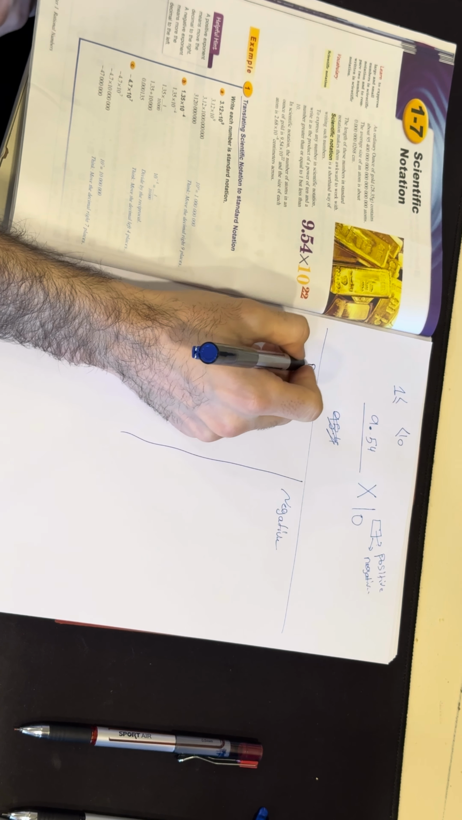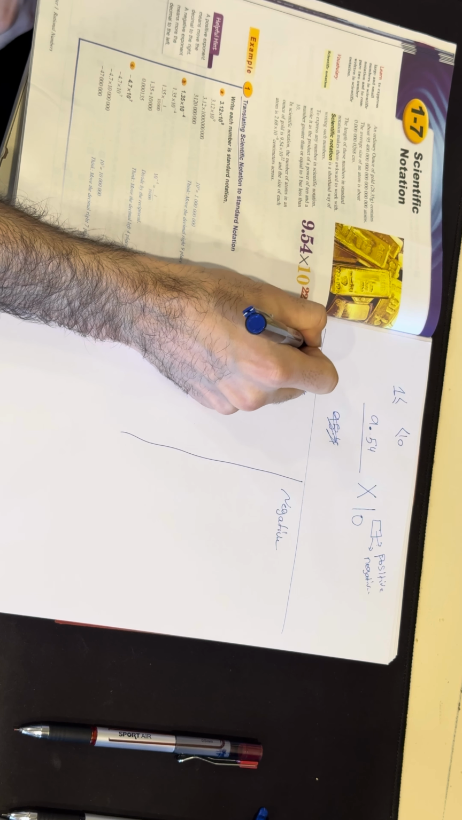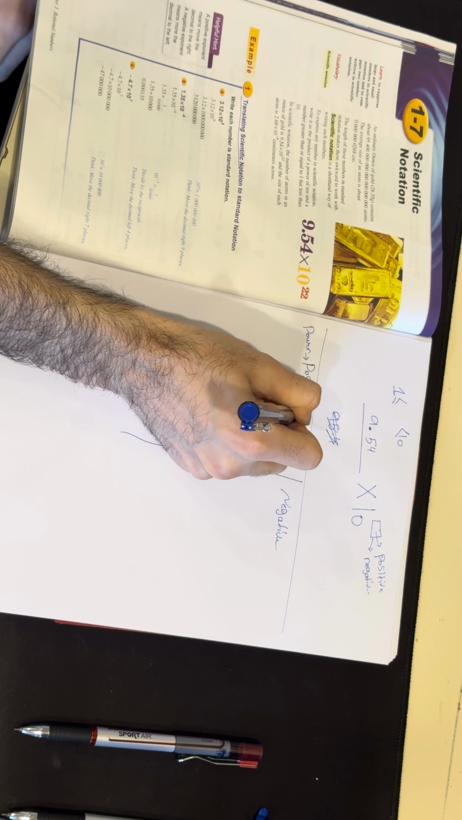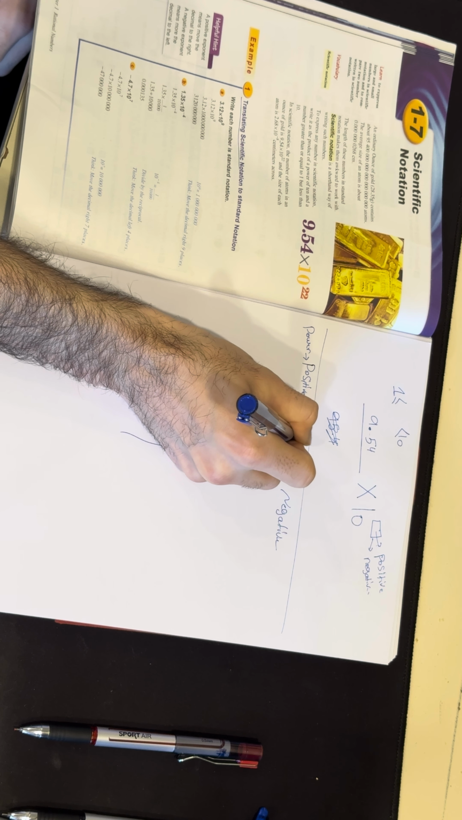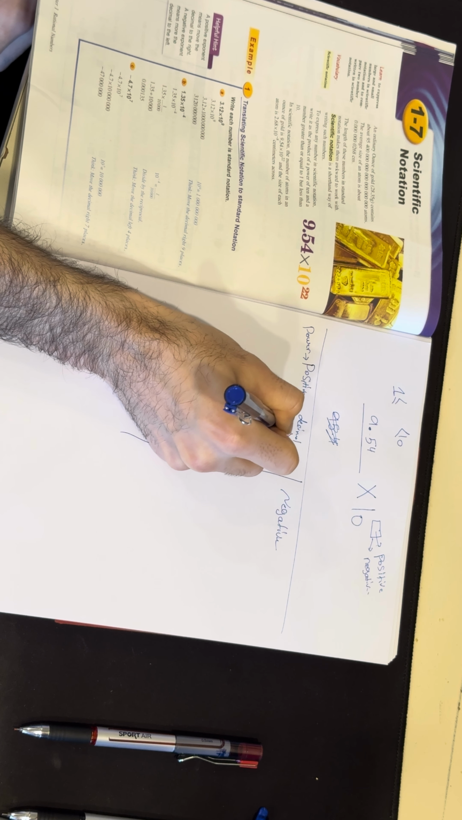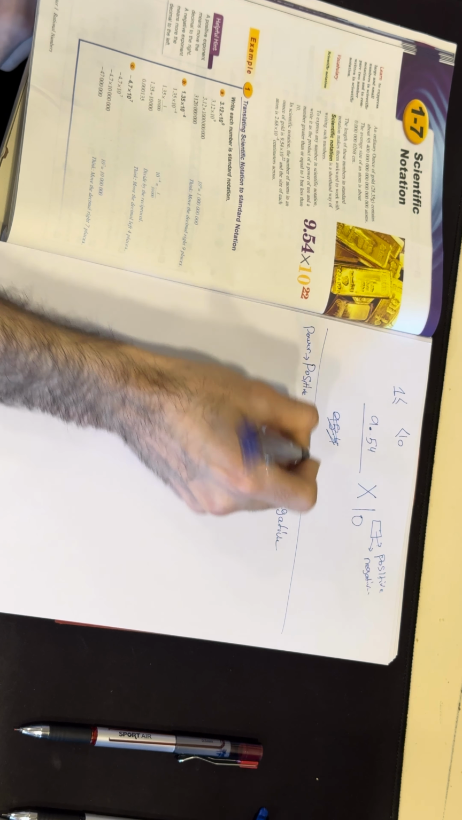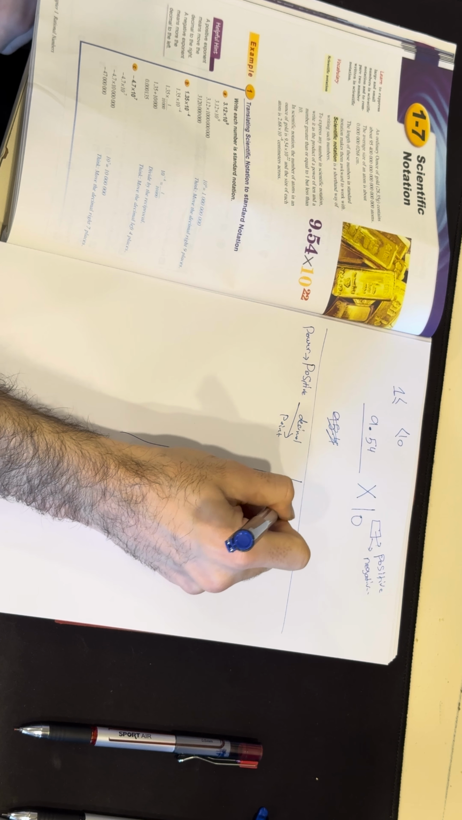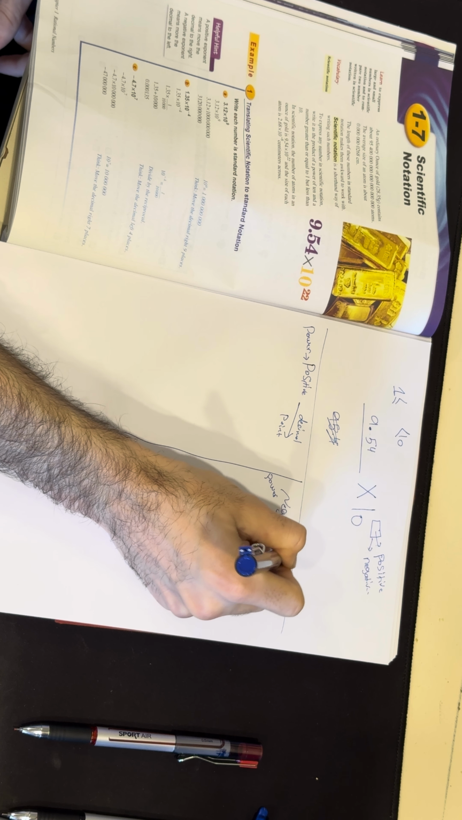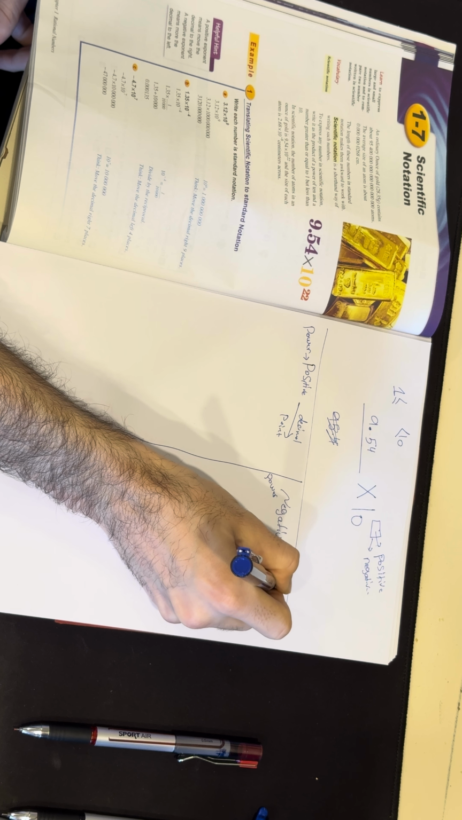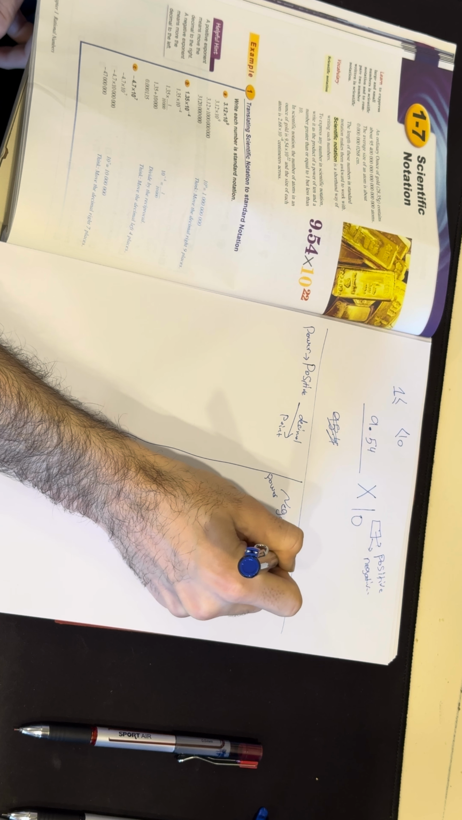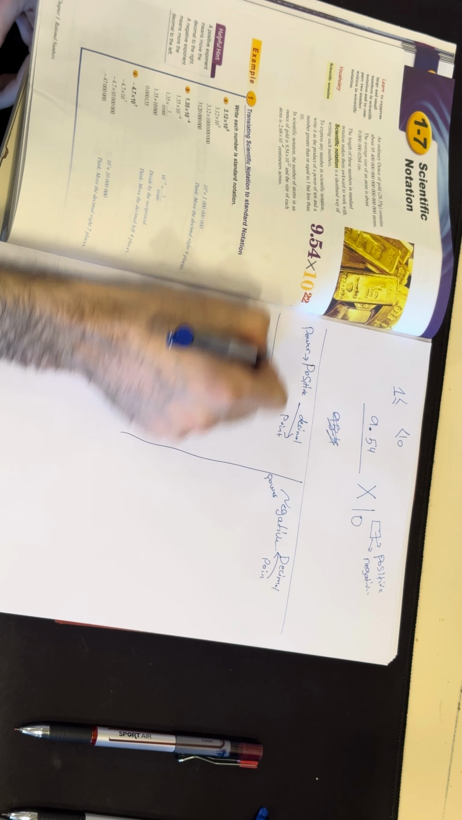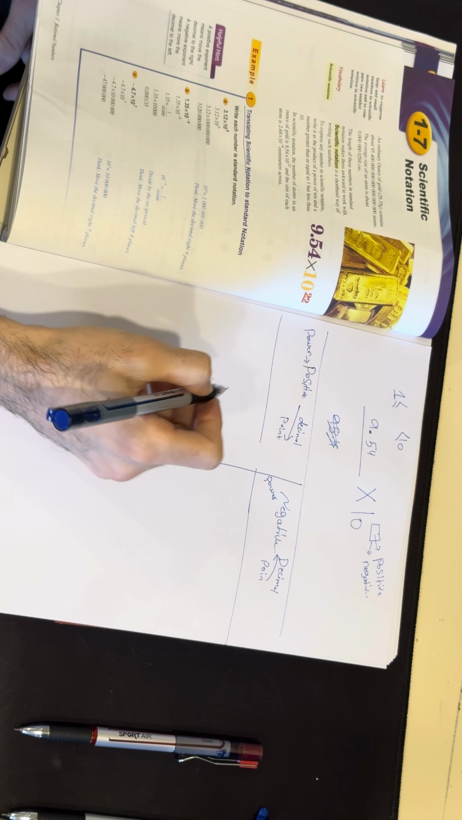In other words, when the power is positive, you move the decimal point to the right side. But when you have a negative power, the decimal point will move to the left, to this side. So let's have some questions.